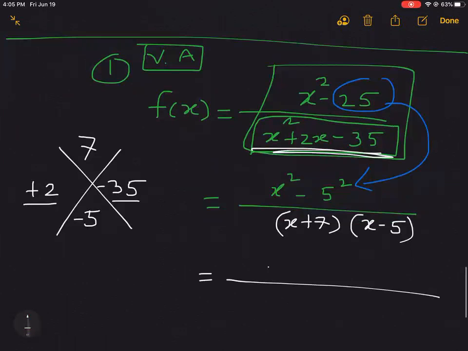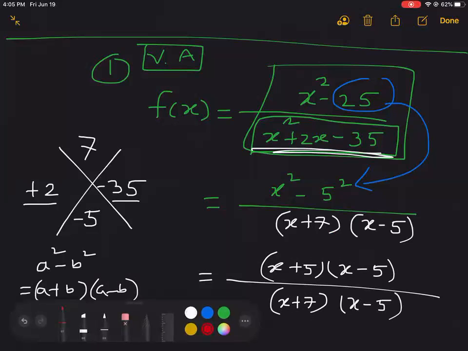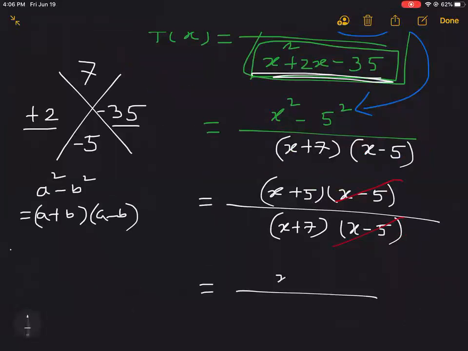In the numerator, if I use the formula for the difference of squares, you have seen this in Math 95, you can write x plus 5, x minus 5, over x plus 7, x minus 5. Thankfully, we can simplify it further because the x minus 5 can be cancelled. So finally, we'll have x plus 5 over x plus 7.